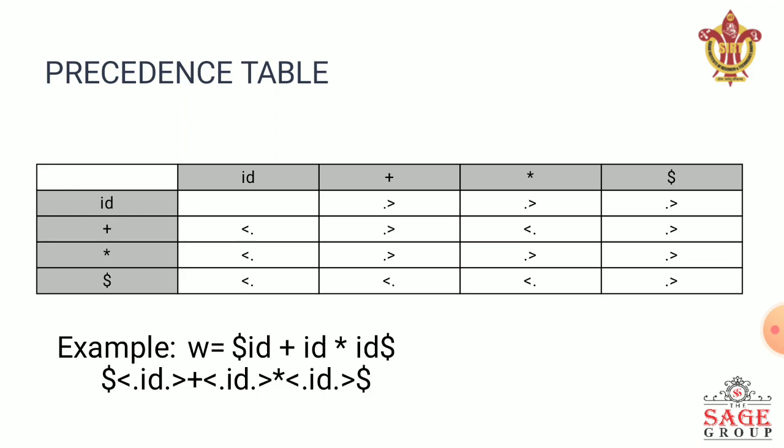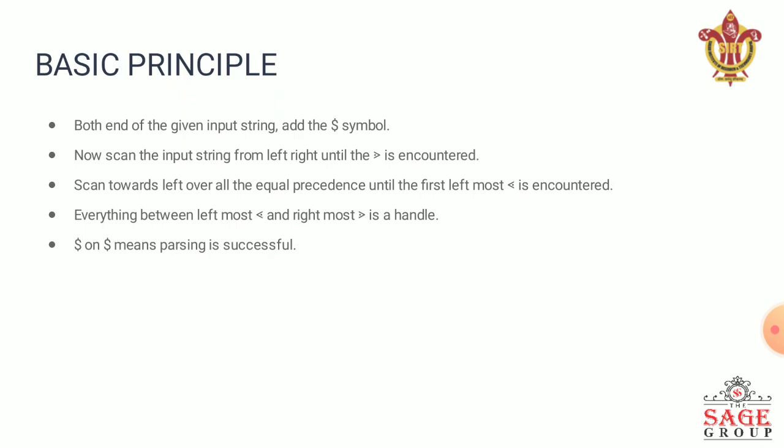Here we might take an example where the given string is id plus id plus into id, which is enclosed by boundary values, dollar on both sides. So we have used some basic principles to apply parsing: at both ends of the given input string we use the dollar symbol. It means whatever the input string given, we use the dollar symbol at both sides.